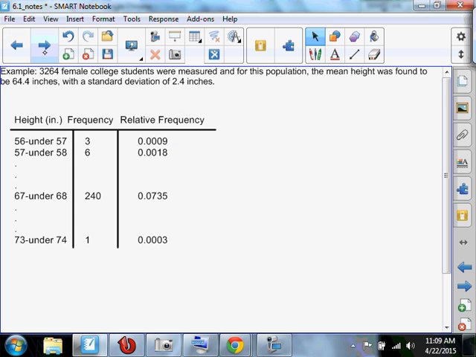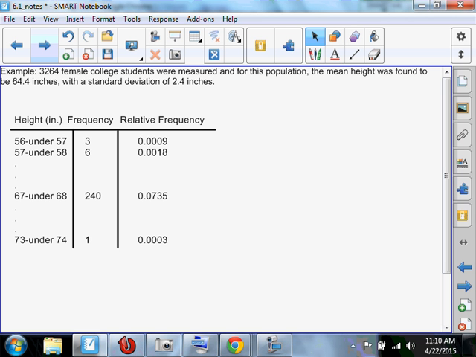So this example has 3,264 college female students that were measured for their height. It's got to be a pretty big college. That's a lot of students. It doesn't say anything about their age, but their heights were measured, and they found the mean average to be 64.4 with a standard deviation of 2.4.